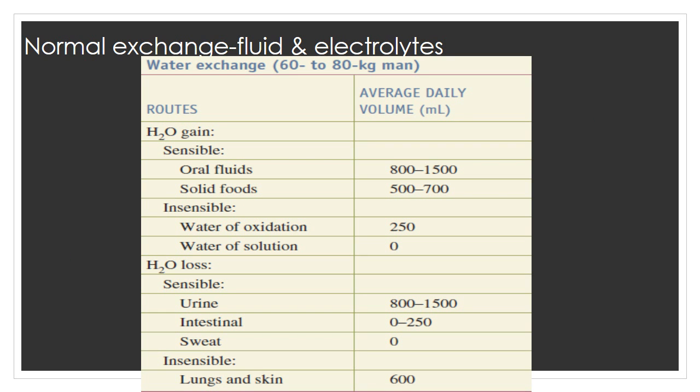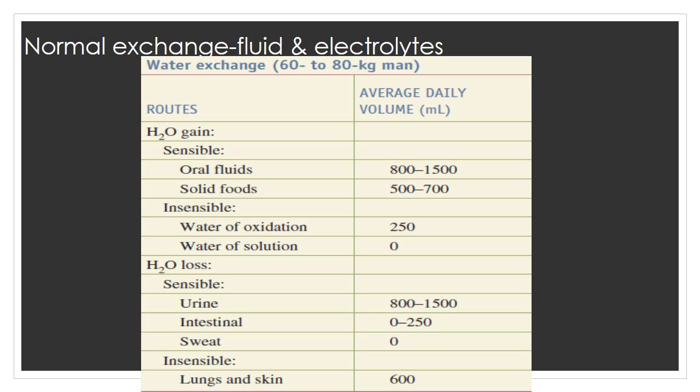In this slide, we can see the water exchange which occurs in a 75 kilo gentleman. It shows the amount of water that is gained and the amount of water that is lost. So it can be gained sensibly. That means you are aware that you take the fluids. So roughly one consumes around 2.5 liters of water a day, mainly in liquids and also in solid foods. When the carbohydrates get digested and assimilated, they release CO2 and water. So this water is called the water of oxidation.